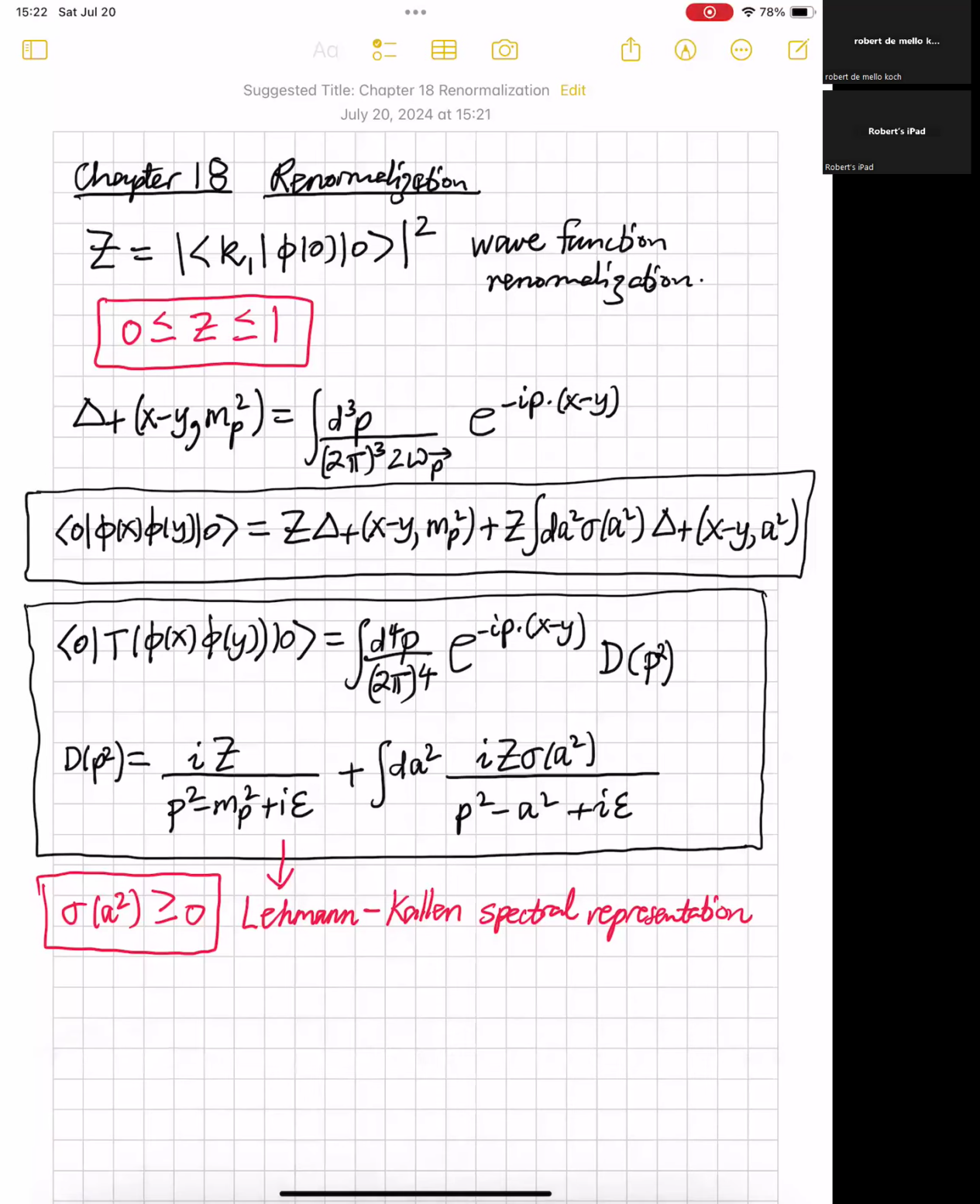Now, this result, which is called the Lehmann-Källén spectral representation of the two-point function, is an exact result. All that we have used to prove it is Poincaré invariance, so Lorentz invariance and translational invariance, and then unitarity. So it holds very generally in quantum field theory, and we're going to see that a big part of renormalization comes from understanding this two-point function. So the thing that I want to do now is study this Fourier transform of the two-point function, D of p squared, and think about it as an analytic function on the complex p squared plane.